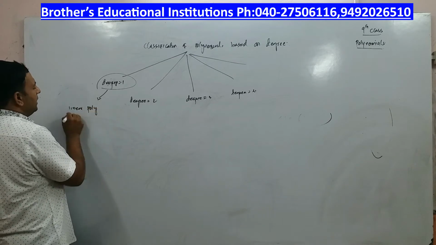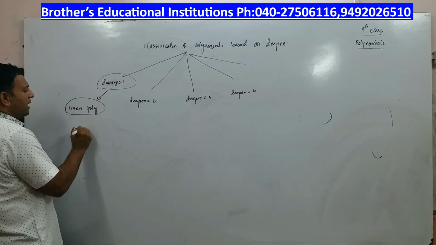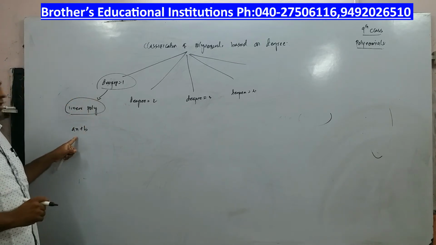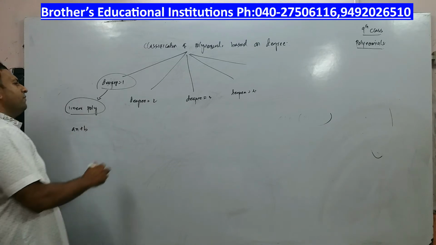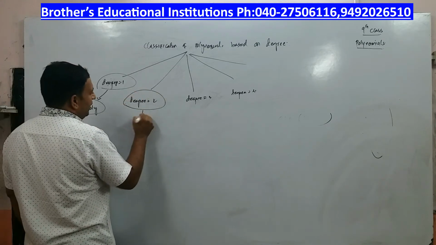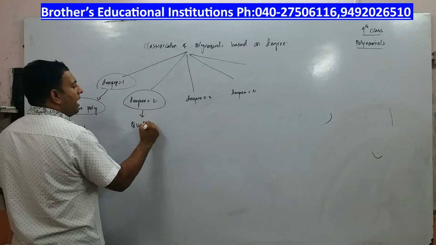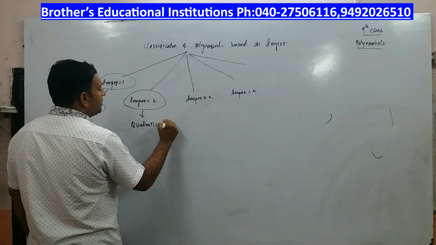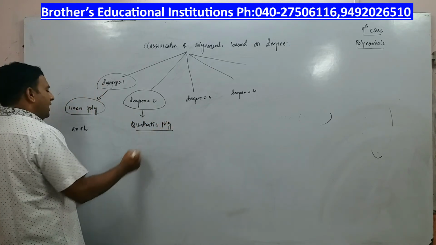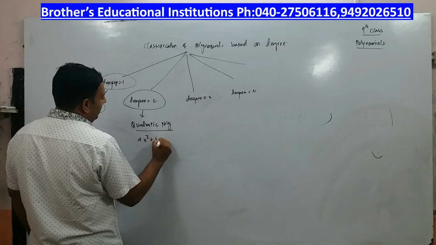What is it called as? Linear polynomial. Example, ax plus b. What is the degree of the polynomial here? Only 1. Now, if the degree is 2, then it is called as quadratic polynomial. What is it called as? Quadratic polynomial. And the example is ax square plus bx plus c.